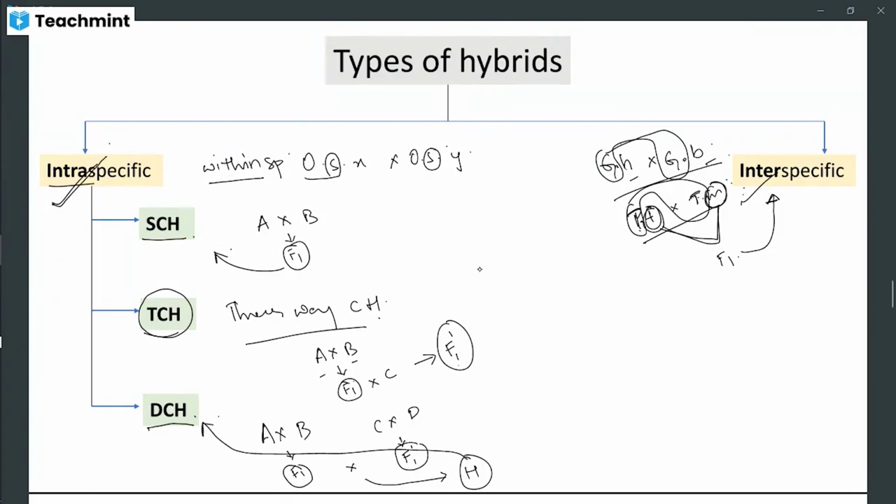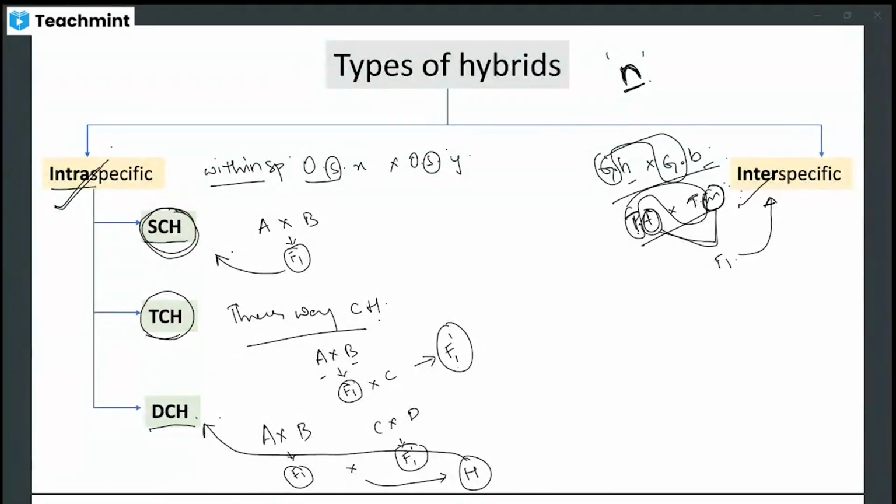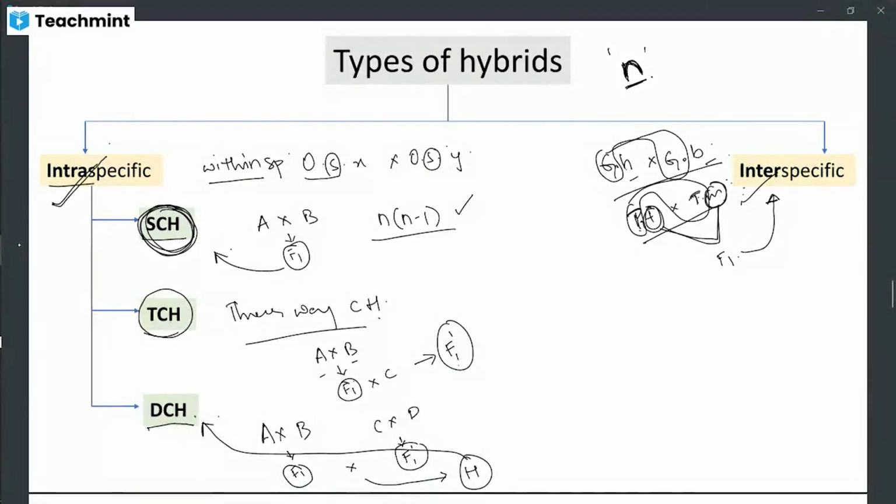There are some formulas to define how many hybrids can be formed with a given number of parents. If n parents are given, in the case of single cross hybrids, how many can be obtained? Can anyone tell me? n into n minus 1, divided by 2. I asked how many single cross hybrids are possible, so n into n minus 1 is the correct answer. If I ask how many single cross hybrids are formed but you need to exclude the reciprocals, then you need to divide it by 2. Okay, so only single cross hybrids.